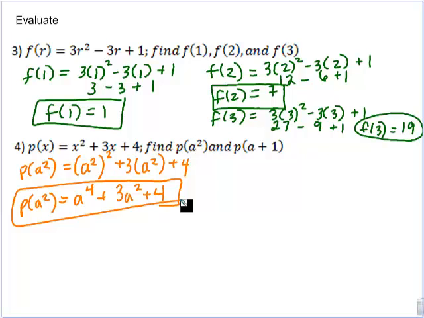We're going to find p of a plus 1. So this time, instead of x, I have to plug in an a plus 1. So p of a plus 1 is equal to, instead of x squared, we would say a plus 1 squared plus 3 times a plus 1 plus 4. How will I simplify the a plus 1 squared?